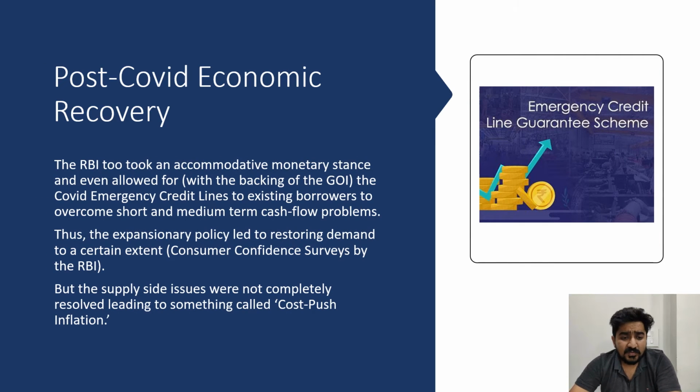The RBI too took an accommodative monetary policy stance and even allowed for COVID emergency credit lines wherein existing borrowers were allowed an additional loan facility to overcome short and medium term cash flow problems. Such an expansionary policy led to restoring demand to a certain extent, or at least that's what consumer confidence surveys by the RBI showed. Yet, the supply side issues were yet to be resolved, leading to something called as cost push inflation.